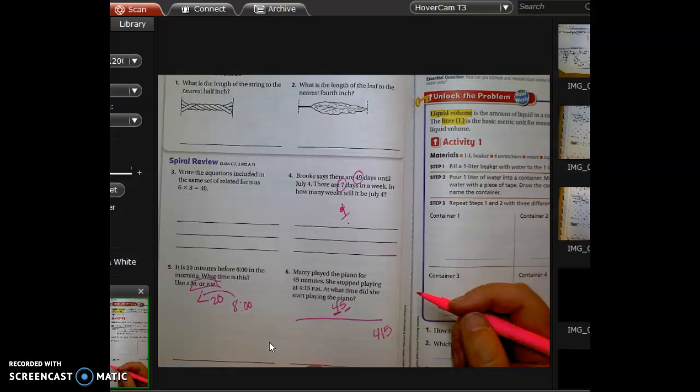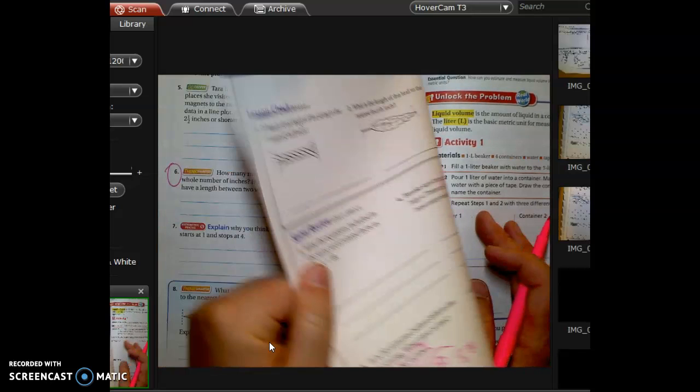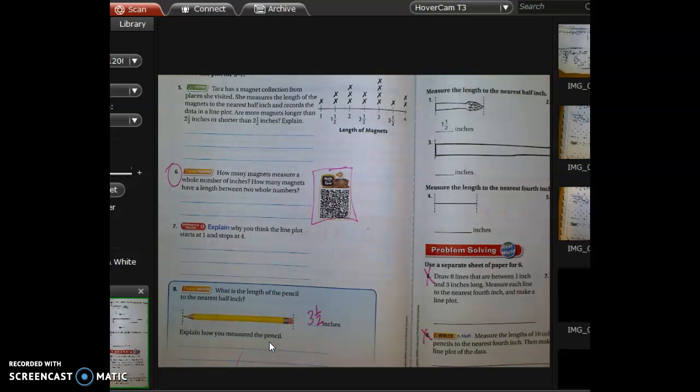Do very careful work. Make sure when you are done, you're going to tear this out and you are going to put it into your folder so that I can grade it.